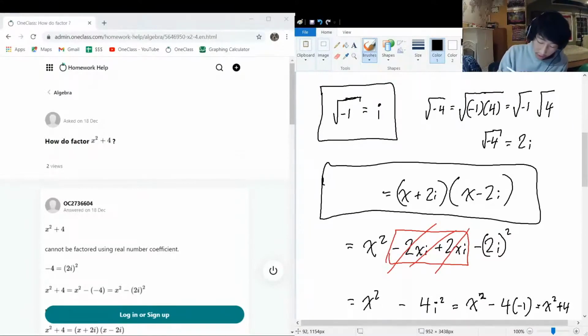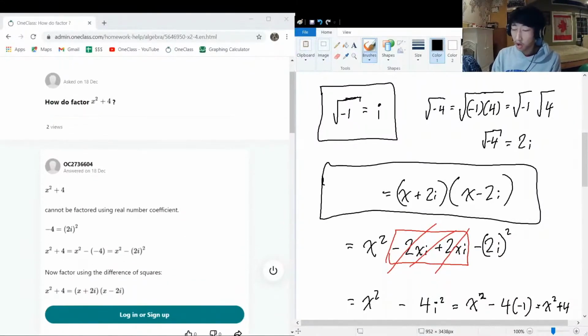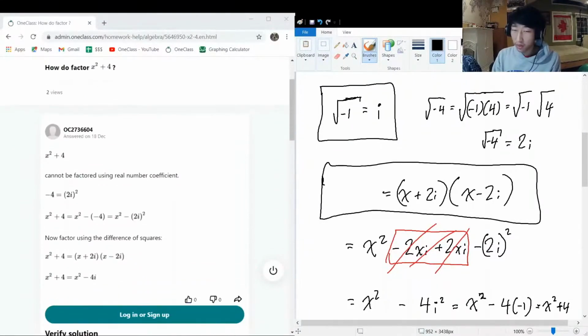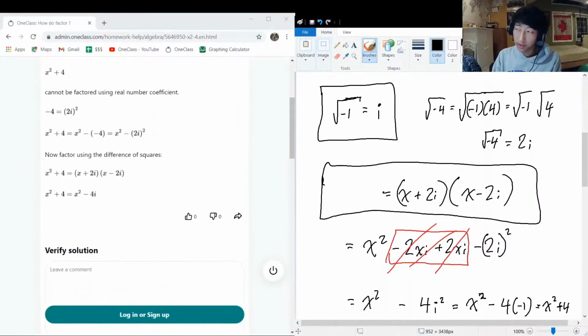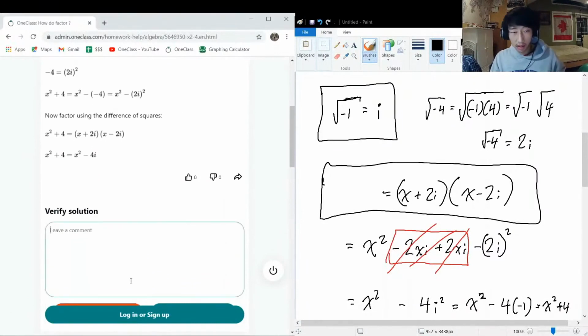But if you have not been introduced to complex numbers, and if you feel like you're not expected to know complex numbers, you could just say that this is impossible to factor, staying with only real numbers. Okay, so we have to go into the complex plane to solve this. So yeah.